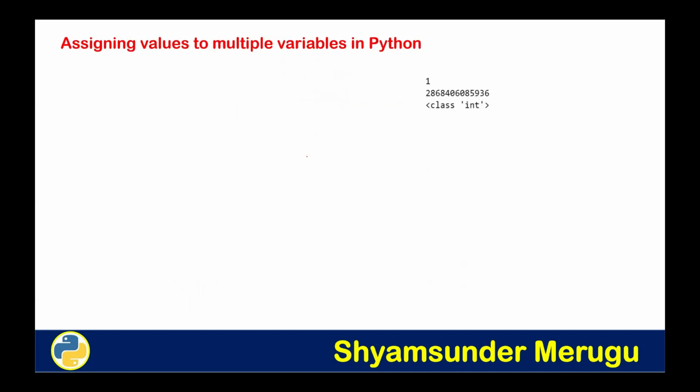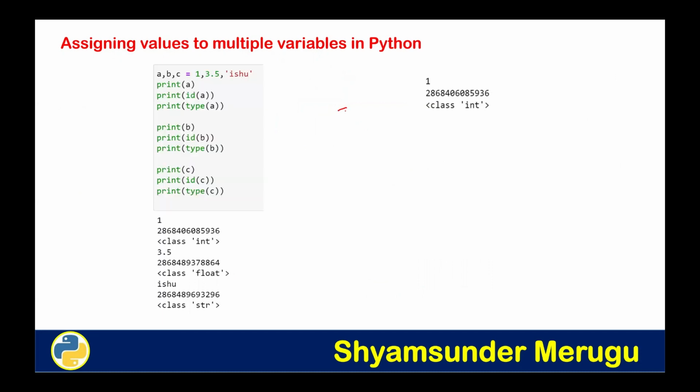So how do we assign values to multiple variables, right? In this case, let us take this program. There are three variables, A, B, C, multi variables, and we have assigned values to each variable on your right. So now, what happens when A, B, C are assigned with these values?